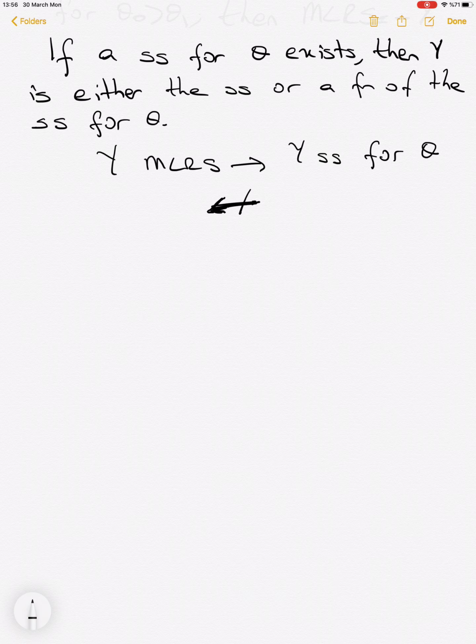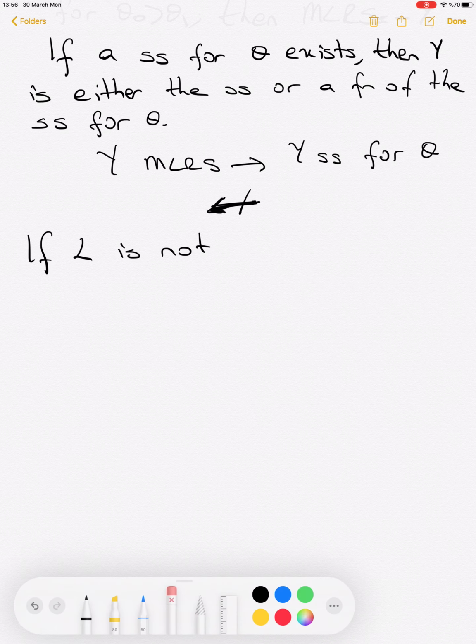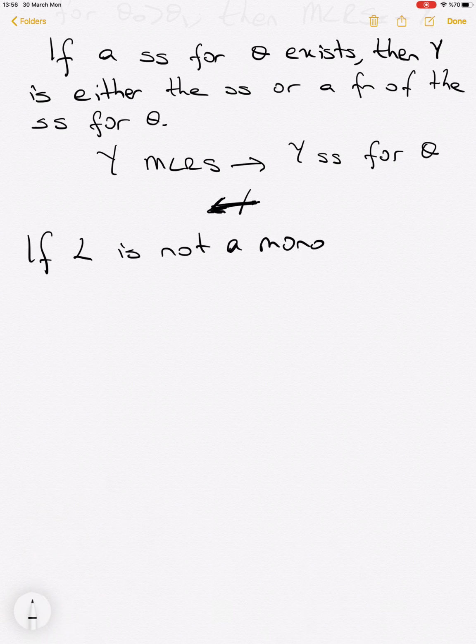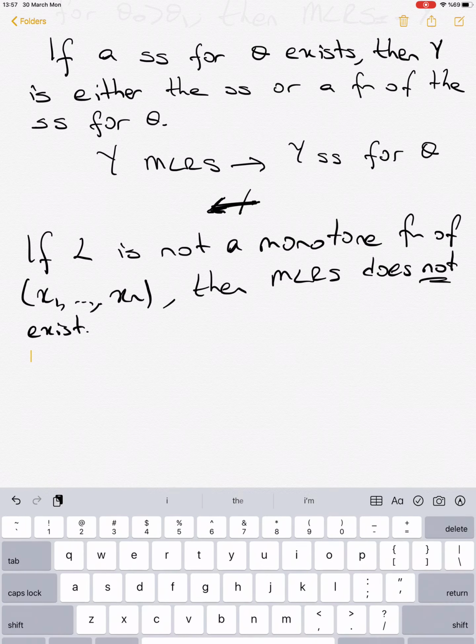If we don't have a monotone increasing or monotone decreasing function, in those cases we don't have a monotone likelihood ratio statistic. So if L is not a monotone function of sample random variables, then the monotone likelihood ratio statistic does not exist. Okay, so in this case we don't have any monotone likelihood ratio. And then, what is the testing procedure? Let's give this with a theorem.